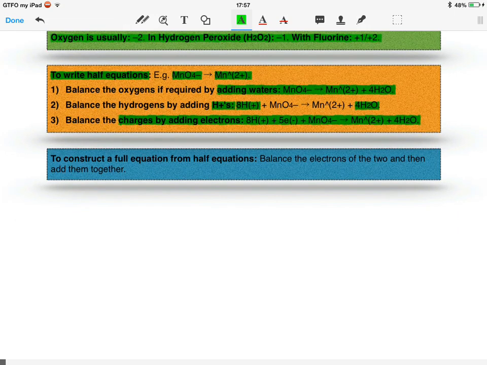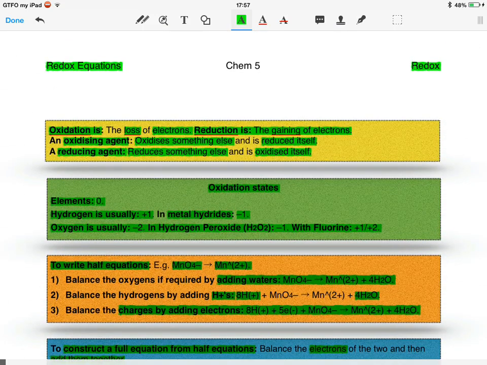Finally, to construct a full equation from half equations, we just balance the electrons, and then we just add the two together, kind of like a simultaneous equation. And that's it for the redox equations.